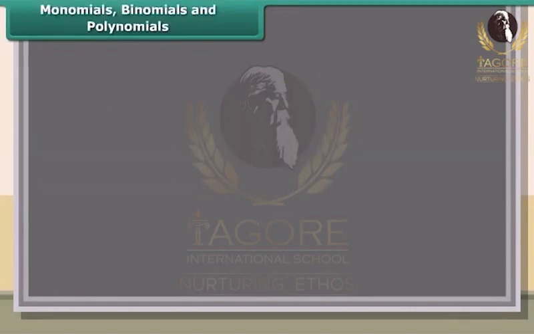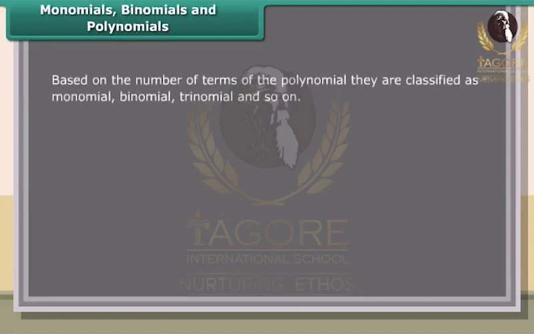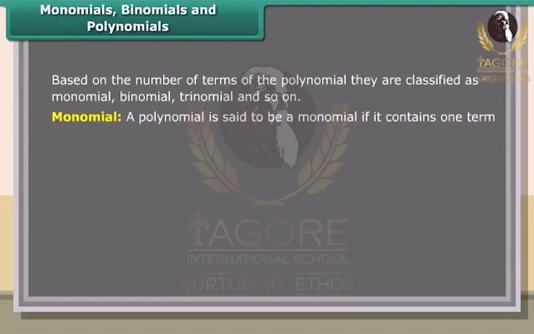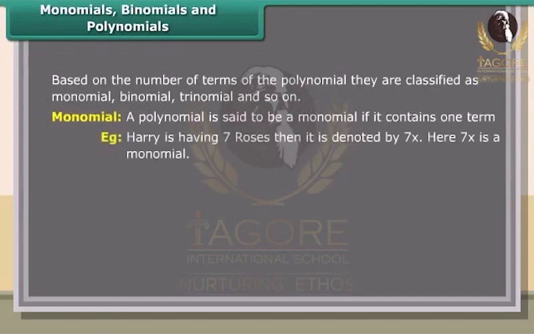Monomials, binomials, and polynomials. Based on the number of terms of the polynomial, they are classified as monomial, binomial, trinomial, and so on. Monomial: a polynomial is said to be a monomial if it contains one term. Example, Harry is having 7 roses, then it is denoted by 7x. Here, 7x is a monomial.